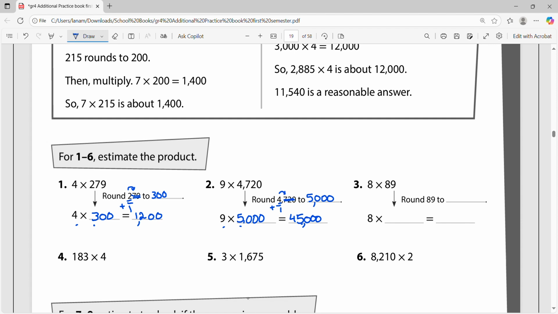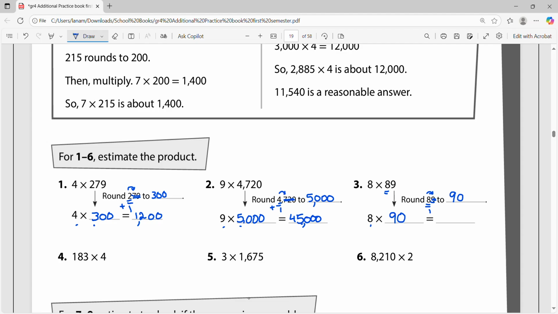Number 3, we need to round to the nearest tens, because I have only ones and tens. Now, find your place, look next door. If 5 or greater, add 1 more. So this will become 9. Numbers on the left stay the same. We don't have numbers on the left. Numbers on the right, 0 is your name. I will replace it by 0. So I'm going to put 90.